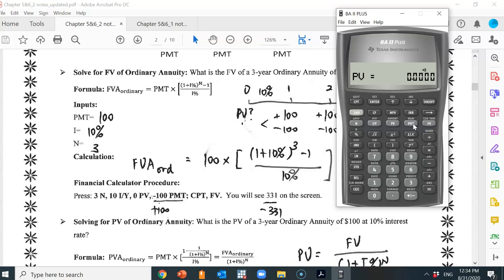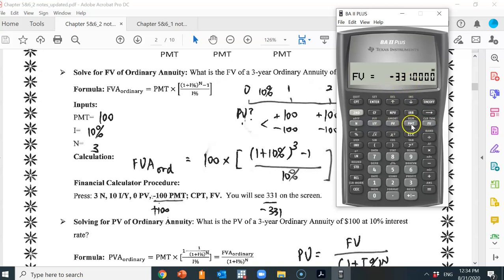For this payment setting, it's by default, which means ordinary annuity. This payment means ordinary annuity, and we know it's a 100 payment. Because we have N as 3 and payment as 100, the calculator knows we have a 3-year ordinary annuity. Then we compute for FV, future value. We see negative 331.